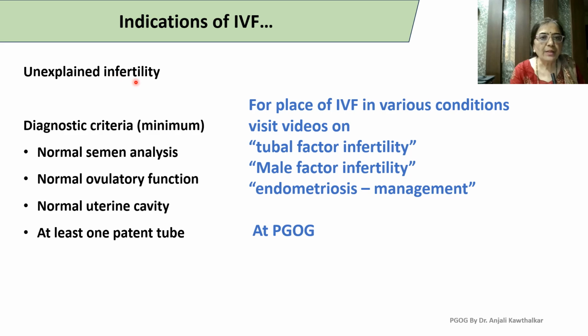What do you mean by unexplained infertility? Is it a diagnostic criteria or definition? It should have, at minimum, a normal semen analysis. Normal ovulatory function should be there. The uterine cavity should be normal, and there should be at least one patent tube. If all these four criteria are fulfilled, then we can label it as a case of unexplained infertility.